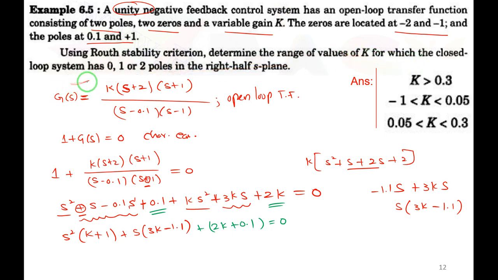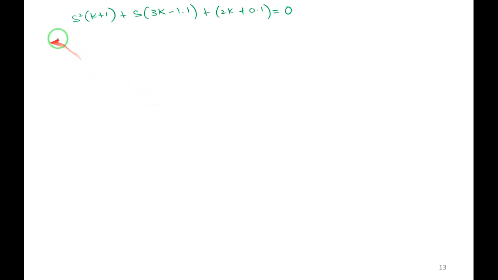What they are asking: using Routh stability criterion, determine the range of values of k for which the closed loop system has zero poles in the right of the S plane. One by one we will take: zero poles in the right of S plane, means there should not be any poles in the right, that is one condition. Another one is only one pole should be in the right of S plane. Third is two poles; we will take this condition later after forming the Routh array. First we will form the Routh array. All the powers of S are present: s square, s to the power of 1, s to the power of 0.